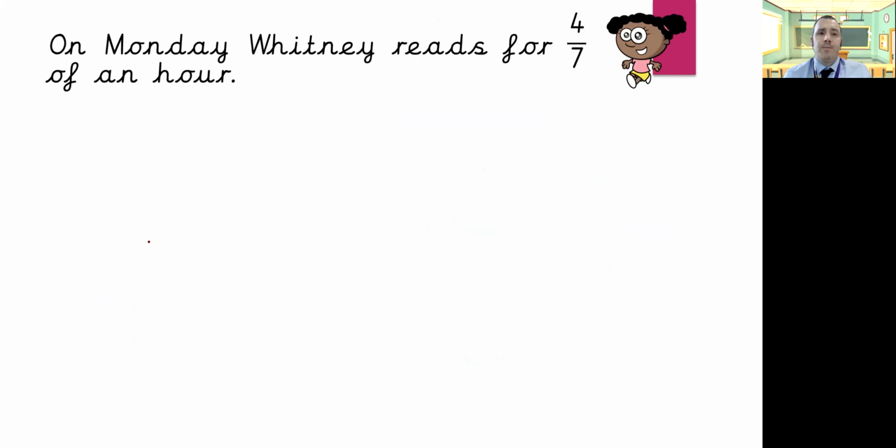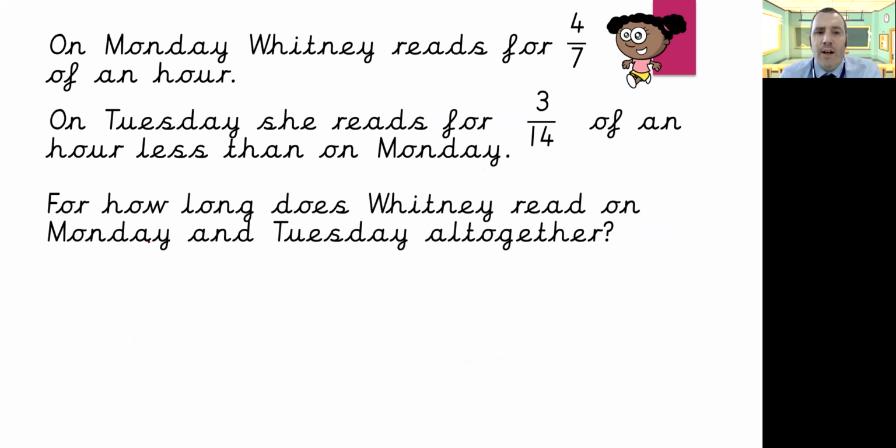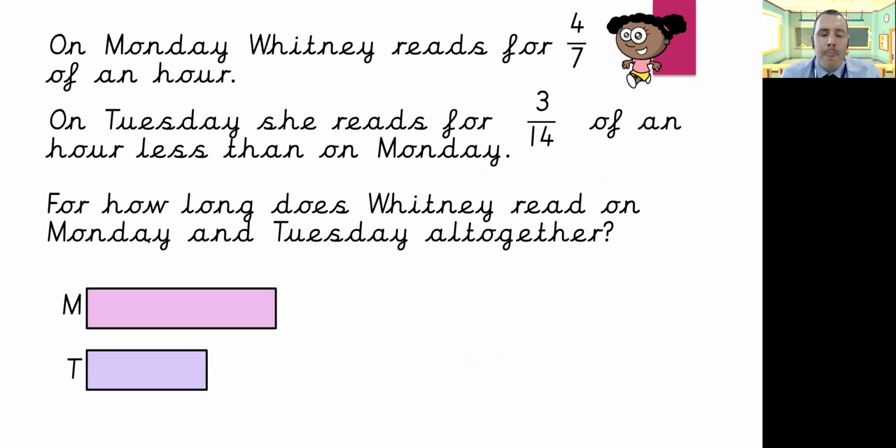So moving forward, on Monday, Whitney reads for 4/7 of an hour. On Tuesday, she reads for 3/14 of an hour less than on Monday. For how long does Whitney read on Monday and Tuesday altogether? So we have our bar for Monday. We have our bar for Tuesday. We know the bar for Monday is 4/7 of an hour. We know we need to take away 3/14 of an hour to show what she read on Tuesday. We need to work out what the bar for Tuesday's value is. Have a think. Can you work it out?